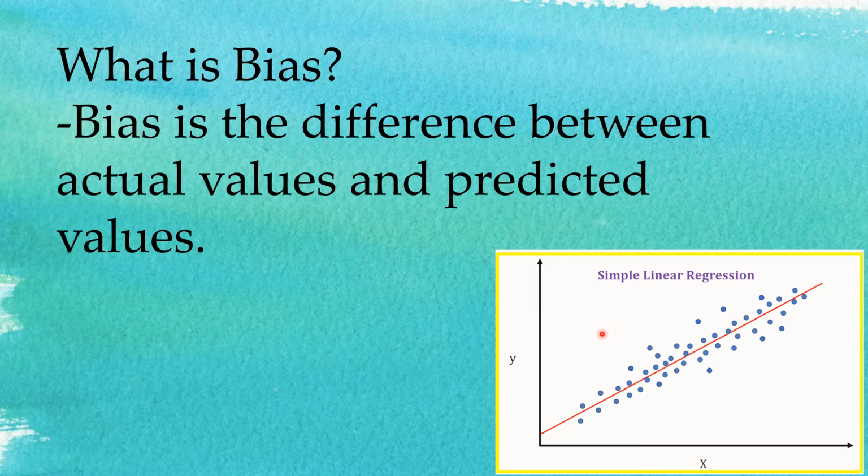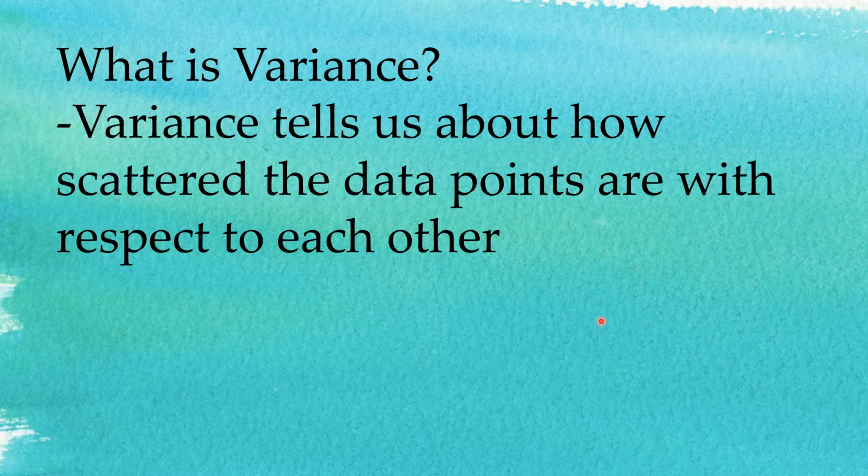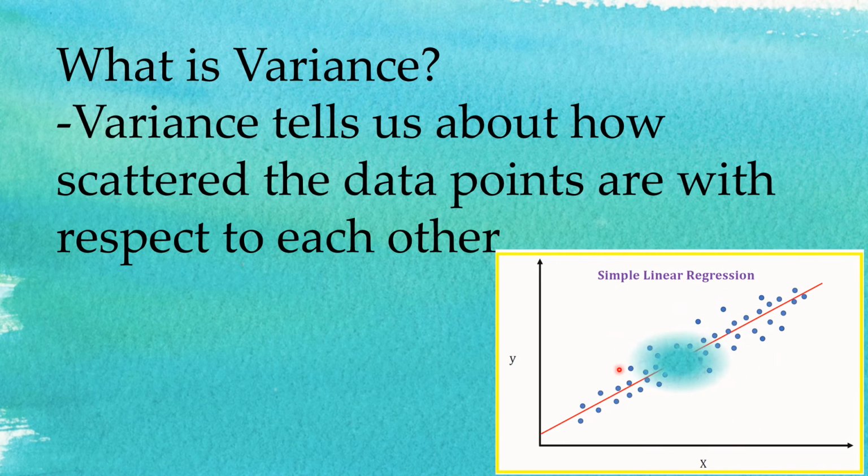Now, let's understand what is variance. Variance tells us about how scattered the data points are with respect to each other. So basically, variance tells us the distance between these different blue points. A model with high variance pays a lot of attention to training data and doesn't generalize well on the data it hasn't seen before. Now, let's understand the bias variance trade-off.